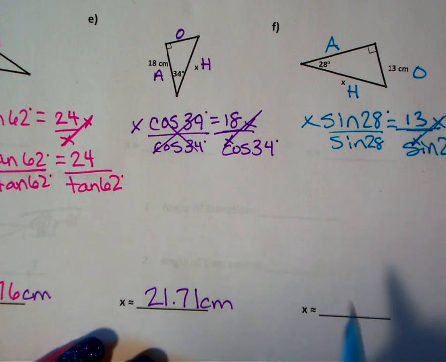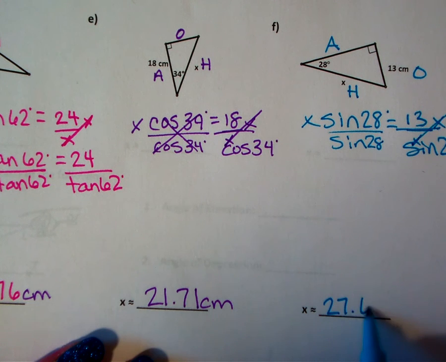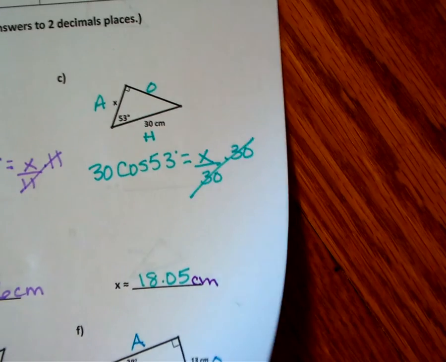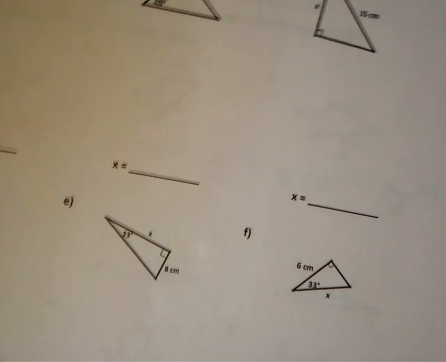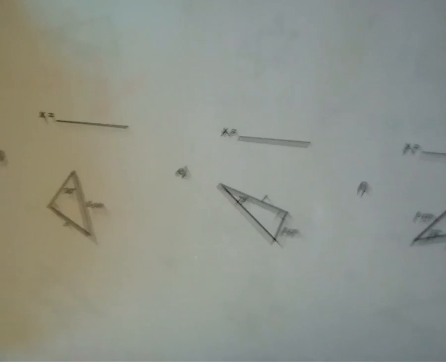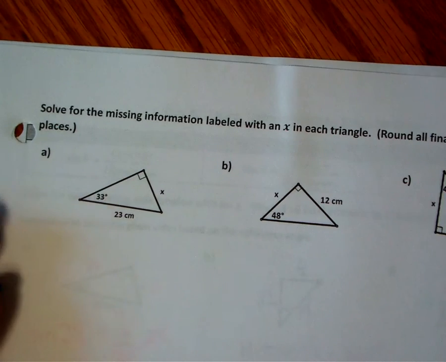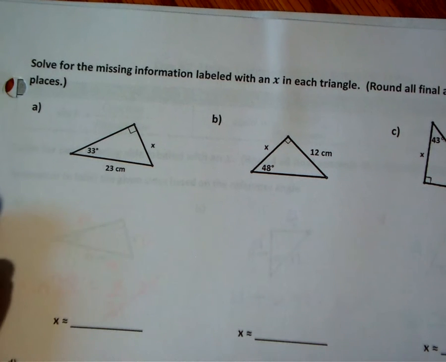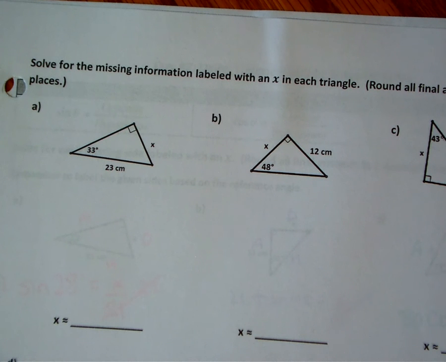Okay, and then when you throw that in your calculator, you get 27.69 centimeters. Okay, turn the page or look to the next side. We've got some more practice. Solve for missing information labeled with an X in each triangle again. So at this point, you might be more comfortable after having done the second row of problems on that first page. Give it a try, maybe pause it, and then hit play to make sure that you check it.